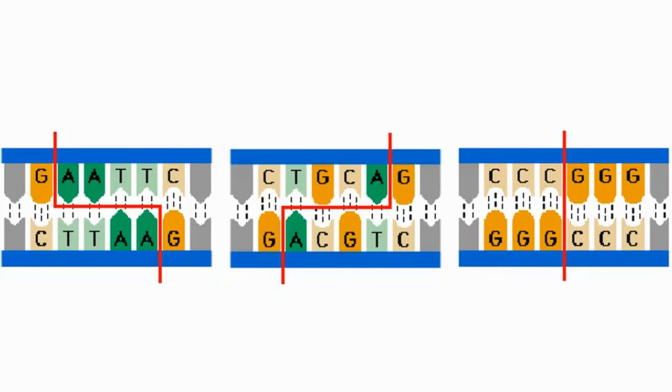Restriction enzymes are enzymes isolated from bacteria that recognize specific sequences in DNA and then cut the DNA to produce fragments called restriction fragments.